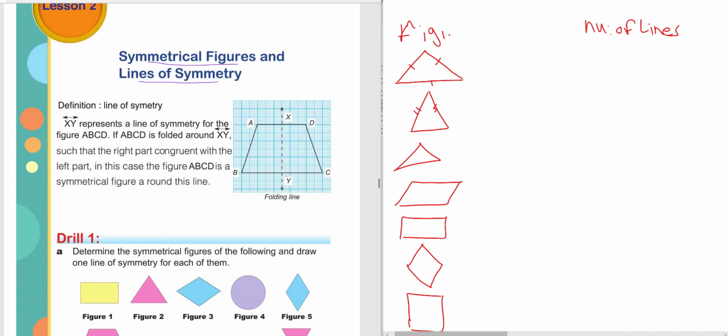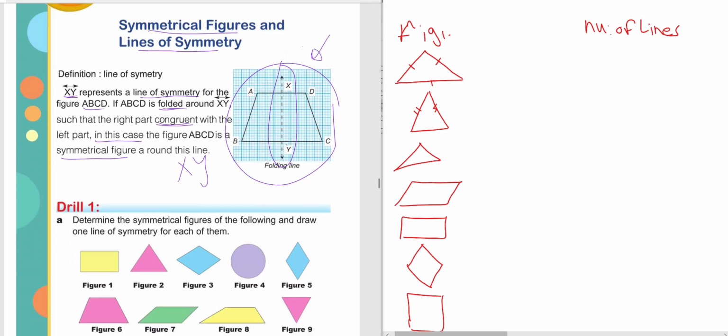What's the line of symmetry? Look at this figure here. We have straight line XY that represents a line of symmetry for the figure ABCD. If ABC is folded around XY such that the right part is congruent with the left part, in this case, this figure ABC is a symmetrical figure around this line XY.